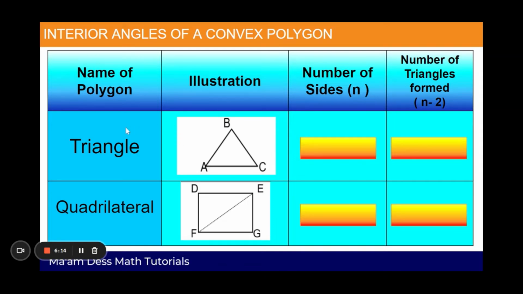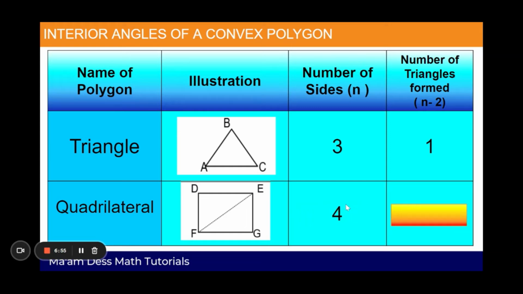Okay, so now given the name of polygon, then the illustrations, and then find out the number of sides, and the number of sides represent as n, and the number of triangles formed represent as n minus 2. So the number of sides subtract by 2 to find the number of triangles formed. Okay, for the triangle. In a triangle, we have three sides, and therefore, how many triangles formed?